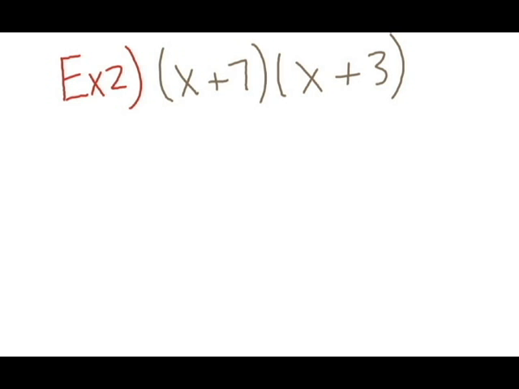Let's take a look at example 2. X plus 7 times x plus 3. We're actually multiplying two different binomials. What's so cool about multiplying two different binomials is we can break it down into two different multiplication equations and just use distributive property to get our final answer. Let me show you what I mean.